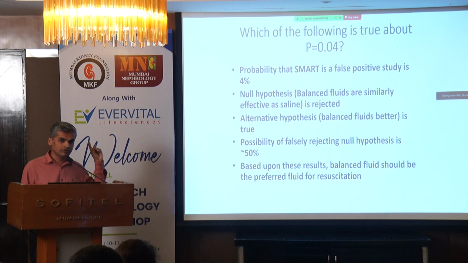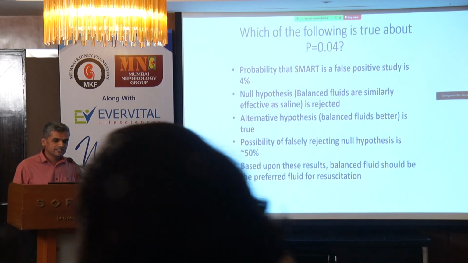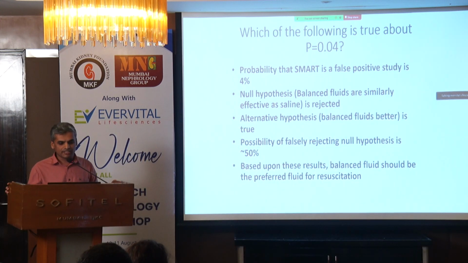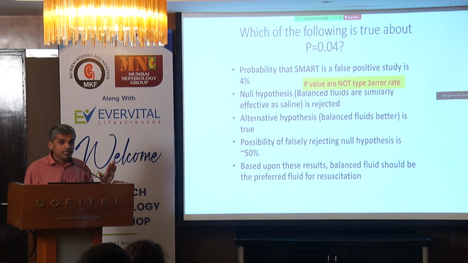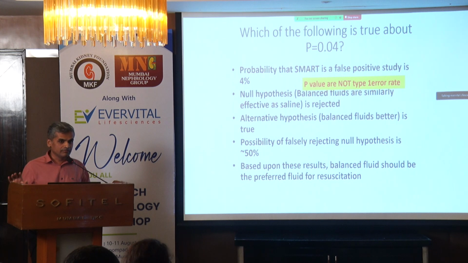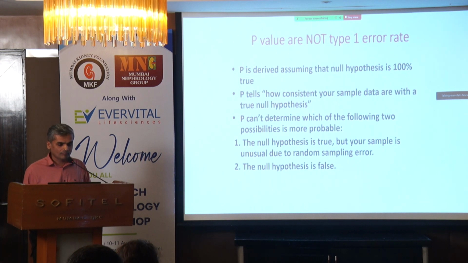So coming back to the question we asked about the SMART trial. Option 1 is the probability that 0.04 means false positivity is probably 4%. So the p-value is not the type 1 error. This is one of the most important misunderstandings about the p-value. It is not the type 1 error or false positivity rate.